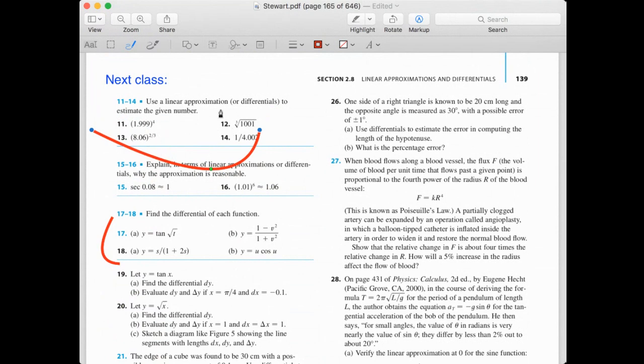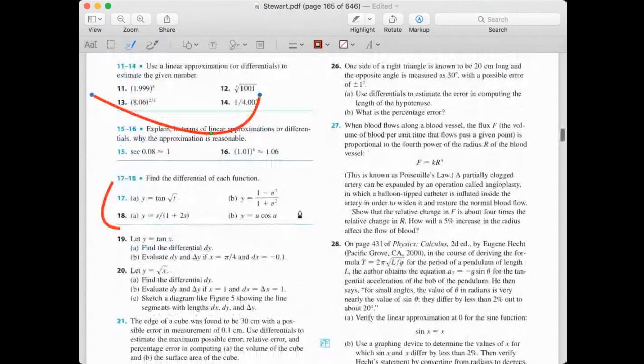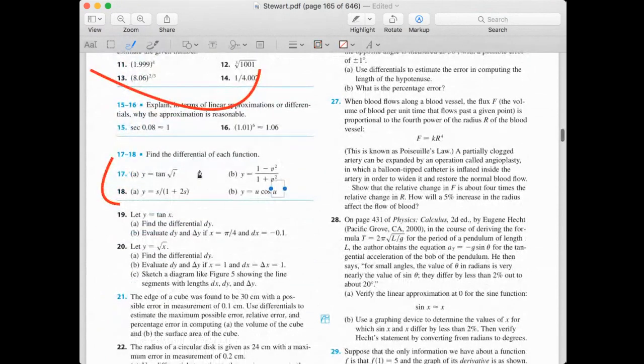So we approximate those values. You need to make a function. Maybe look at this: you can make x raised to the 4, or (x minus 1) raised to the 4, or (x plus 1) raised to the 4. So make your own functions, then approximate these values. Think about the next point very close to it, and then find the differentials. Problems 17 and 18.